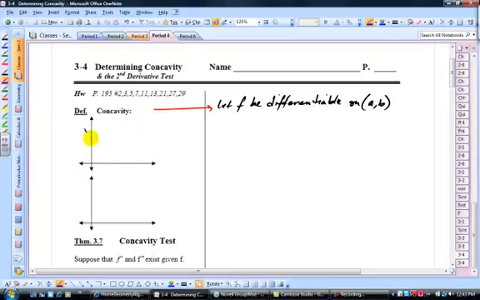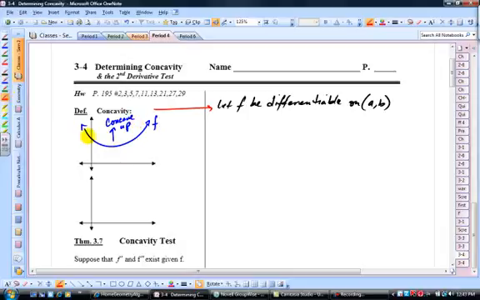So let's suppose we have a function that looks like this here, and we'll call that f. All right, now this is a picture of what's called concave up. Okay, right here, concave up. But why is it concave up, and how do you tell that without looking at the graph? Just by using the second derivative.